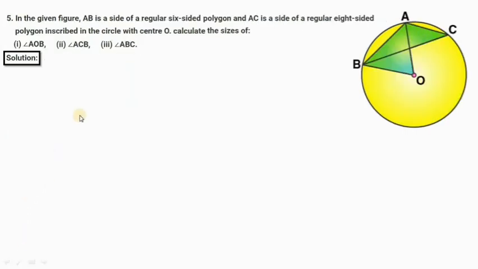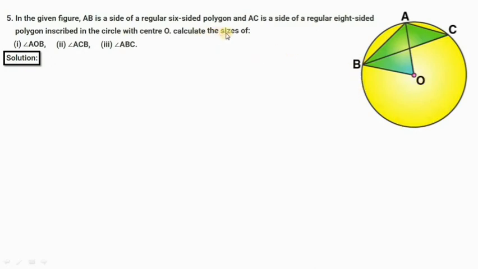Okay, let's have a look at the last question for the day. The question says, in the figure, AB is the side of a regular six-sided polygon. Please remember that AB is one of the sides of the six-sided polygon, and AC is the side of an eight-sided polygon inscribed in a circle. So AC is one of the sides of the eight-sided polygon, and AB is one of the sides of the six-sided polygon. You just need to remember these two. Both the polygons are inscribed within a circle with center O.